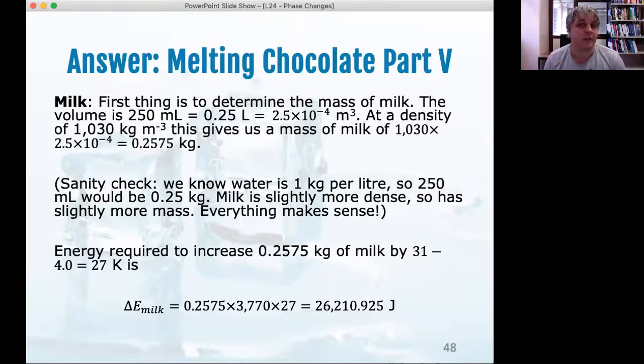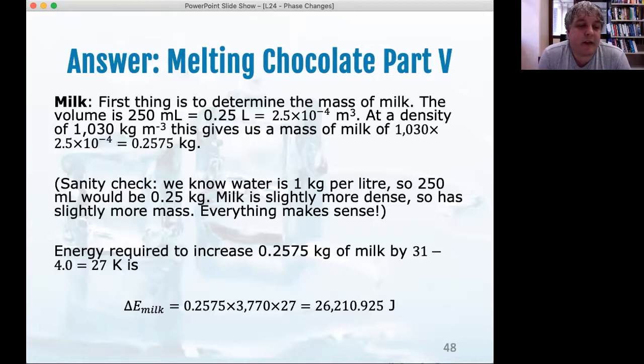This is the sort of thing that physicists and teachers don't often mention. We just go, oh, there's the value. But this sort of little thought process is going on in the back of our minds. We see this value, then we go, a cup of water, 250 mL, would be 250 grams. So a cup of milk being just slightly more than that makes sense.